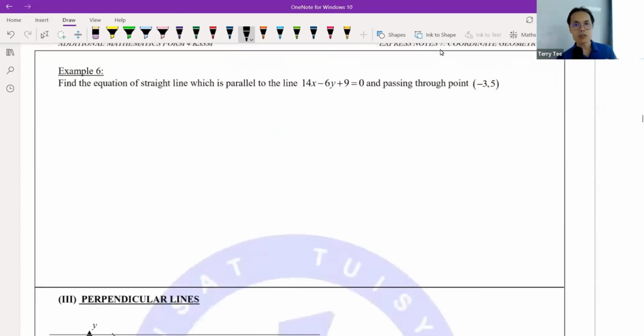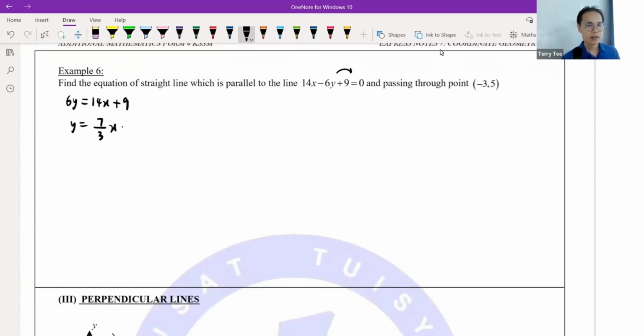Okay, I'll show you the y equals mx plus c method. Bring over to the right, make y the subject. So it's 14x plus 9, divide by 6: 7 over 3 x. 9 divided by 6 is 3 over 2. So this line has gradient of 7 over 3. The second line is parallel to it, so it must have the same gradient.